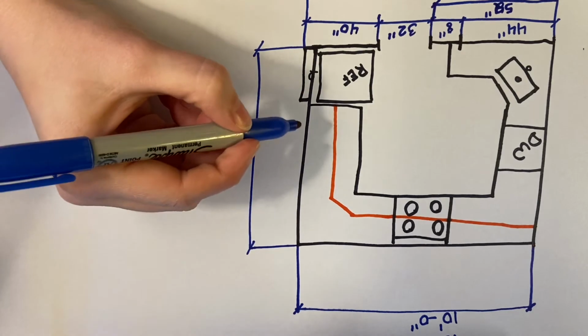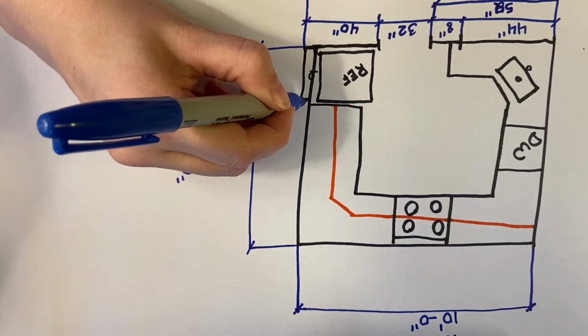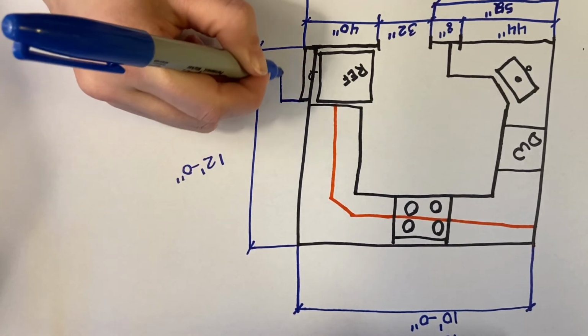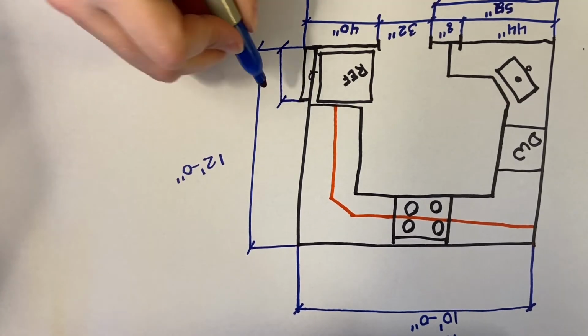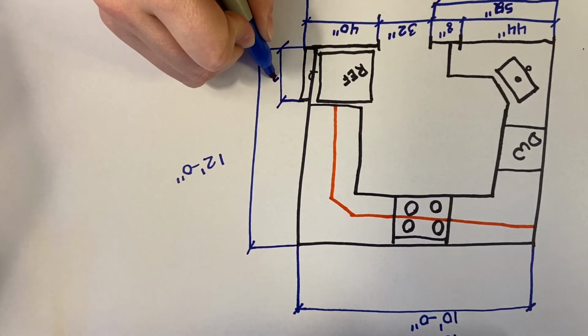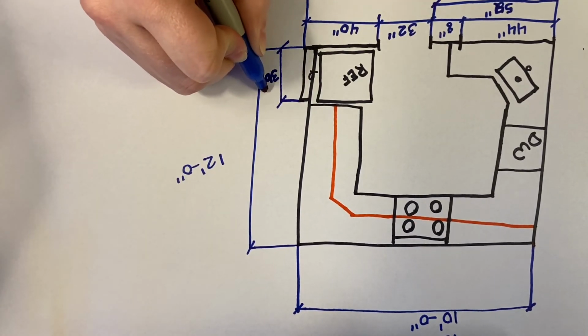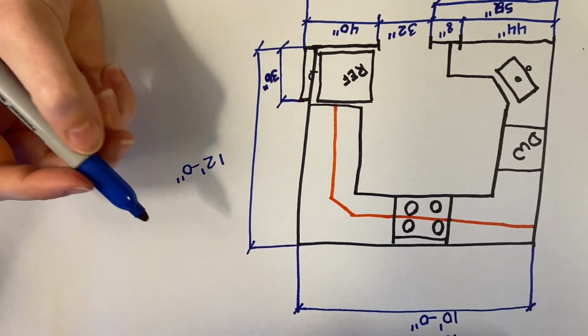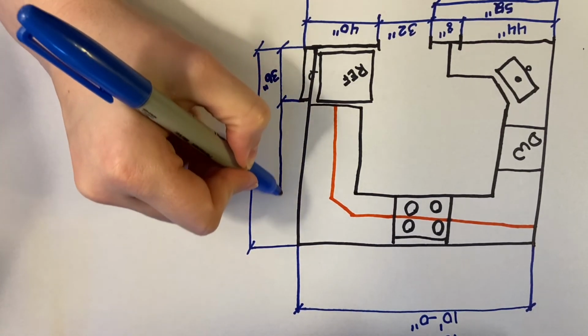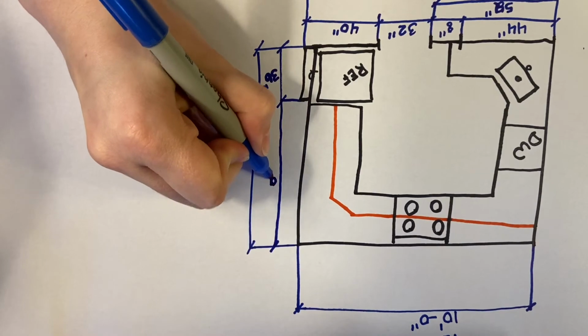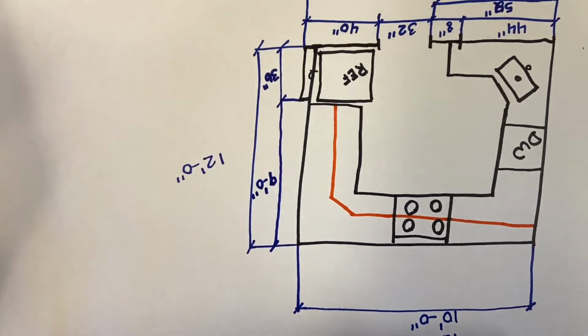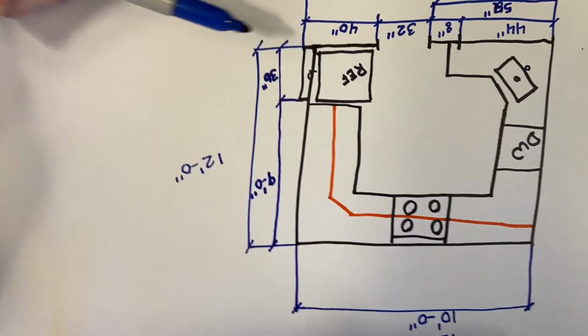Now we can move on to our refrigerator wall. So our refrigerator wall here is 36 inches. Or 3 feet. So that's going to make the rest of this line right here at 9 feet even. So that keeps it really clean for us.